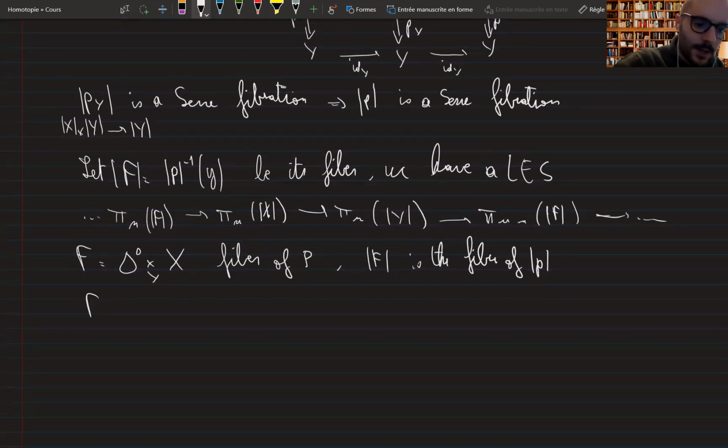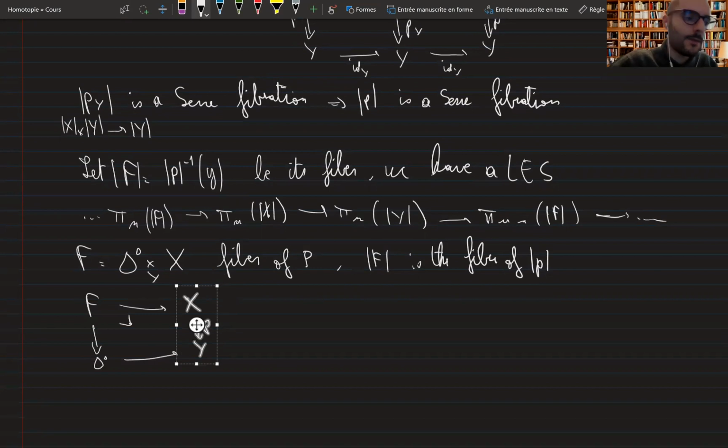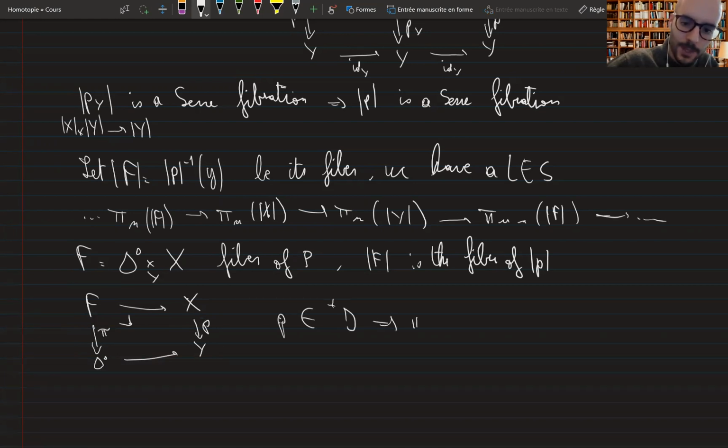So we have a diagram like this. This is the definition of a fiber. And so this map has the right lifting property with respect to I, and this is a pullback of it. So this map, which we can call pi: P has the right lifting property with respect to I, so therefore pi has the right lifting property with respect to I because it's a pullback of P.